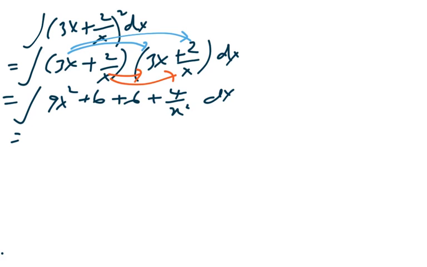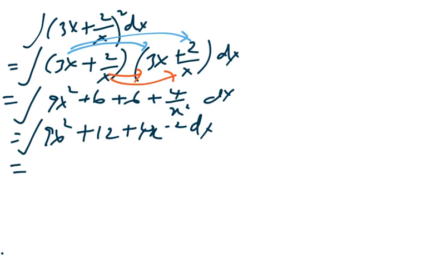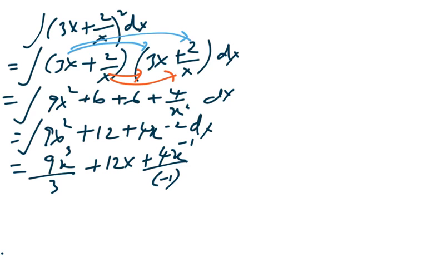dx. You can also write it in index form so that it will make your integration easier. So the integral of 9x^2 + 12 + 4x^(-2) in index form. Now you can start your integration. For 9x^2, the power will be plus 1, so 2 plus 1 gives 3, divided by 3, plus 12x, plus 4x^(-1) divided by negative 1. Simplifying, 9 and 3 give you 3x^3 + 12x - 4/x + c.